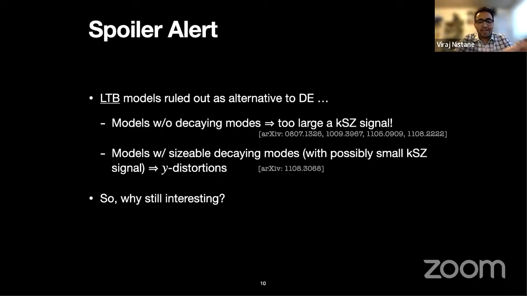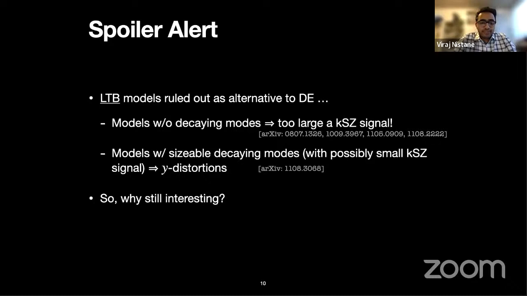It turns out that if one considers the model without any decaying modes, then a very large kinetic Sunyaev-Zeldovich signal is obtained as compared to the observations. On the other hand, if one manages to get a small kSZ signal by considering sizable decaying modes in the model, then the model would be ruled out because of Y distortions.